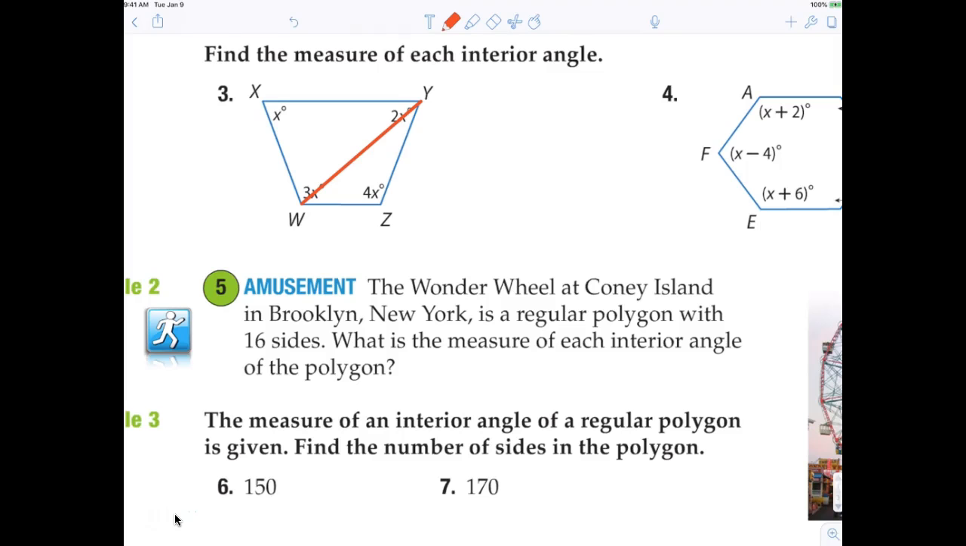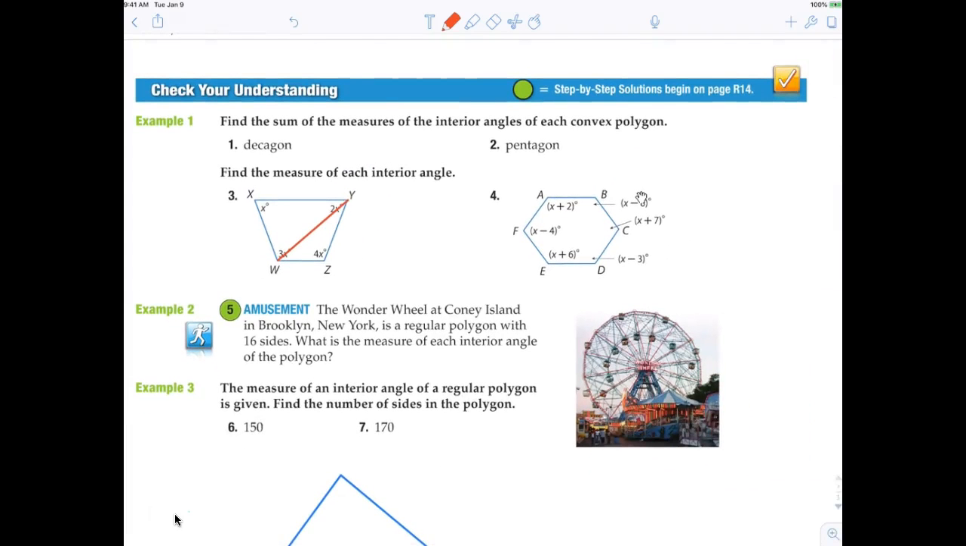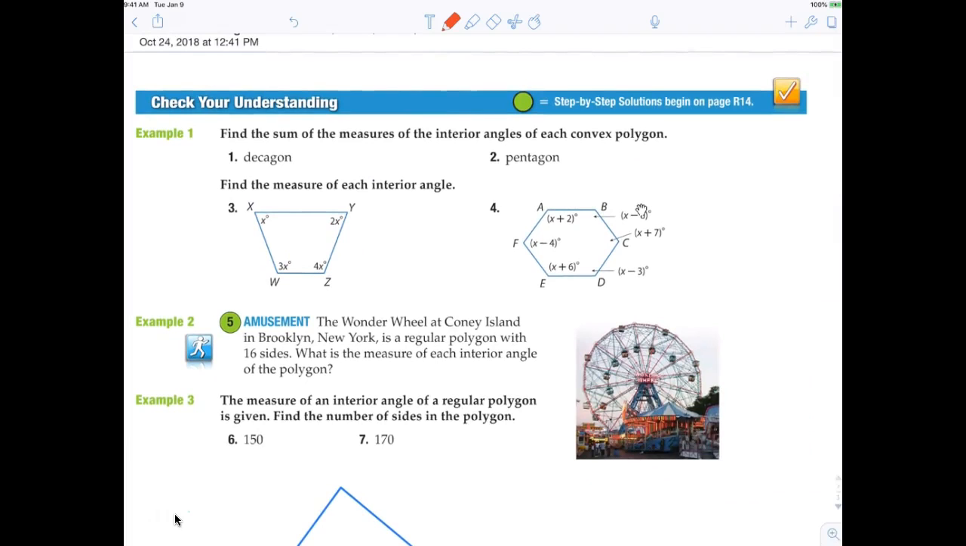All right? So again, the formula, very simple: the sum of the interior angles is n minus 2 times 180. That's the sum of the interior angles. So if you have a decagon, it would have how many sides? 10. So the sum would be 8 times 180, which is 1,440 degrees. That is exactly correct.